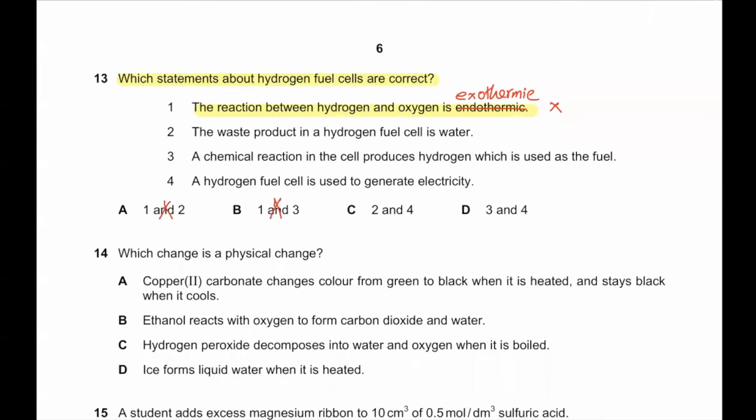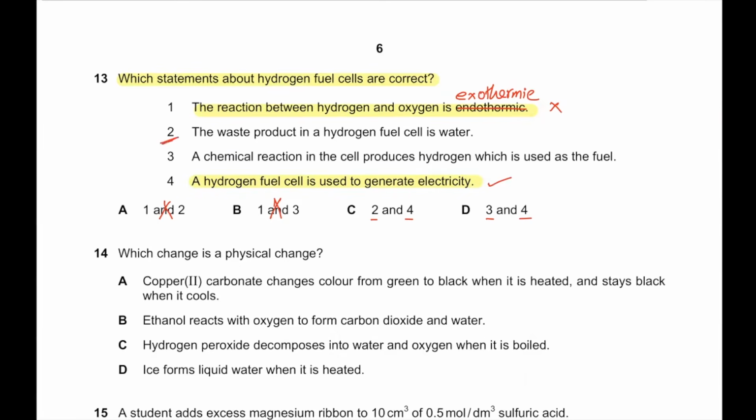We can see we find ourselves in the same position. We have options with points 2 and 4, and 3 and 4. So both options will have 4 as correct. So let's see point number 4. A hydrogen fuel cell is used to generate electricity. Definitely, it can be used to produce electricity. Definitely. All right. And then points 2 and 3.